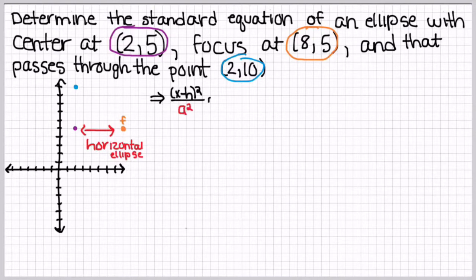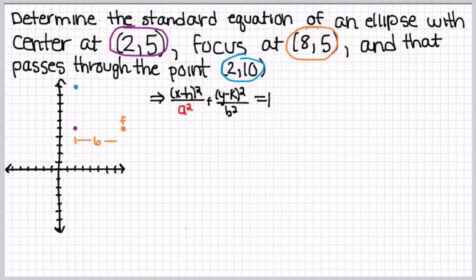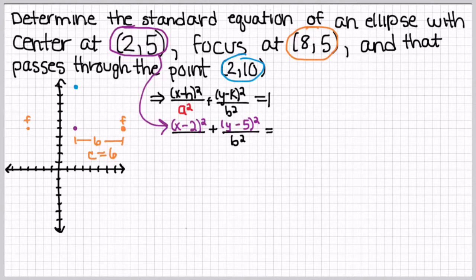So if I write the equation of the ellipse, I know the a squared value must go under the x squared value. Also, it's worth noting that since the distance from the center to the focus is 6, that tells me my value for c is equal to 6. I can start to fill in more of my equation if I use the fact that the center is at (2, 5). So that gives me (x minus 2) squared plus (y minus 5) squared, with the y squared term being over b squared and the x squared term being over a squared. The whole thing is equal to 1.